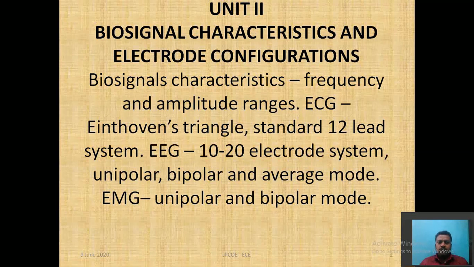Configuration means placement, how the electrodes are placed on the human body when we are measuring biosignals. So here we are going to study the ECG electrode placement and EEG electrode placement. ECG means electrocardiograph, which is used to measure the heart performance. EEG means electroencephalogram, which is used to measure brain activity. For both measurements we are going to study the electrode placement, or configuration, and different modes.